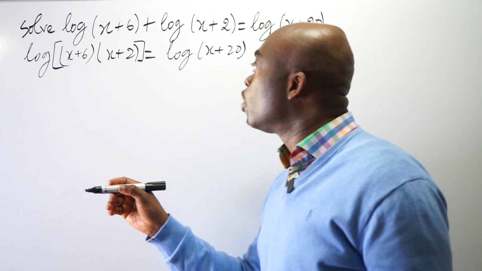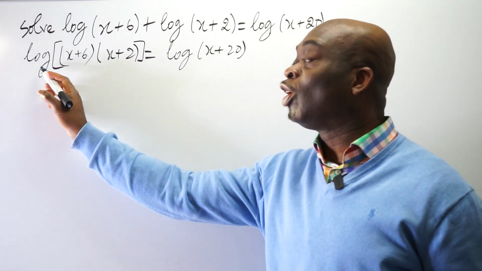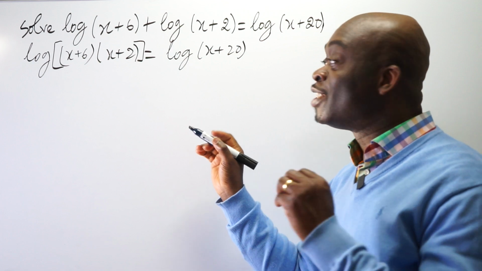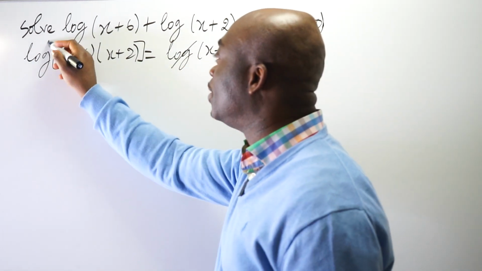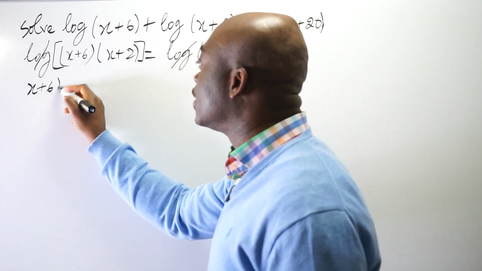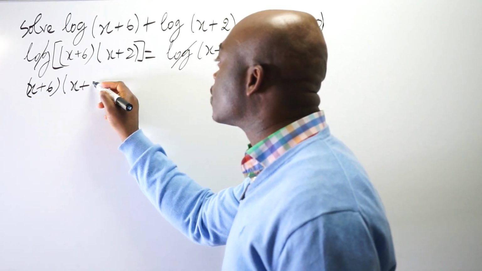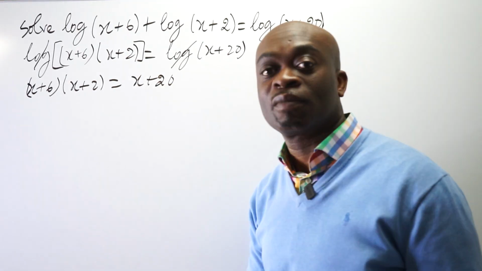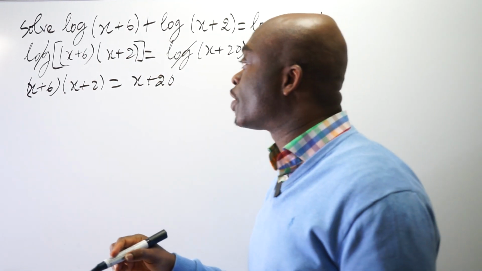So then, what can we do now? What do we see? We see that we have a log on the left side, and we have a log on the right side. We can drop them, right? That's the beauty of this problem. So these are dropped. So what's happening? We have (x + 6) times (x + 2), and that is equal to what? x + 20.